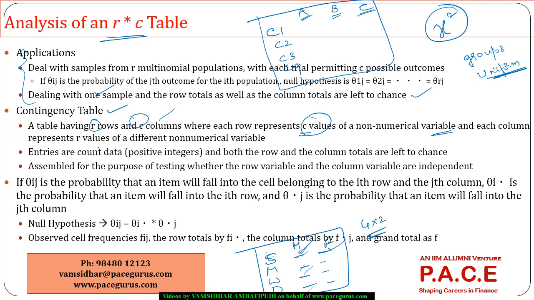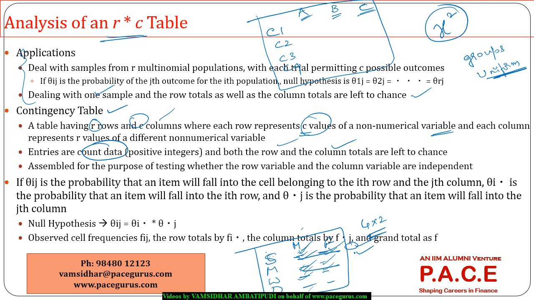The entries are typically the count data. So these are all the counts. How many male singles are there, how many female singles are there. So it's count data. For both the row and column totals, I don't know what the numbers could be here. Adding these two will come out to be this, adding these two.